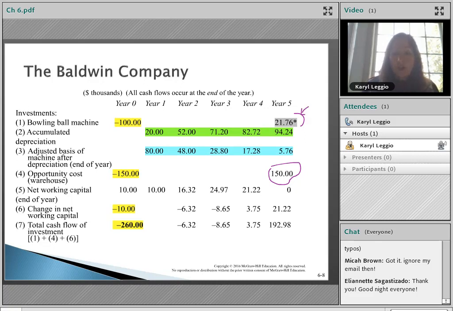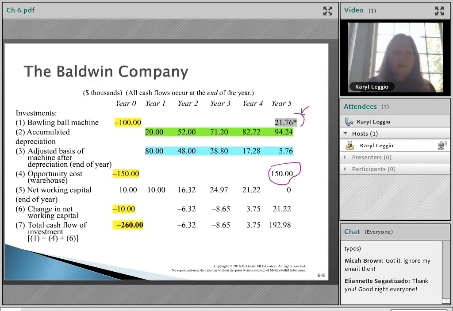Now, we were charged $150,000 for the use of the warehouse. At the end of the life, we don't need the warehouse anymore. We don't really care what the company does with it, if they sell it or if they keep it. Either way, it goes back to the company, and that $150,000 becomes a cash inflow for our project. We're just assuming they're going to sell it and get that same $150,000.